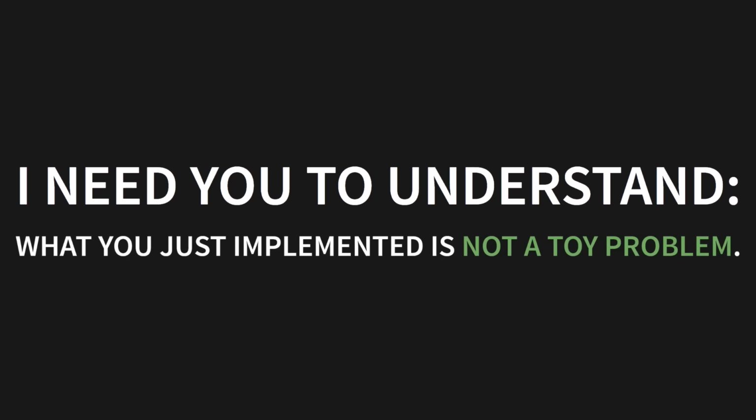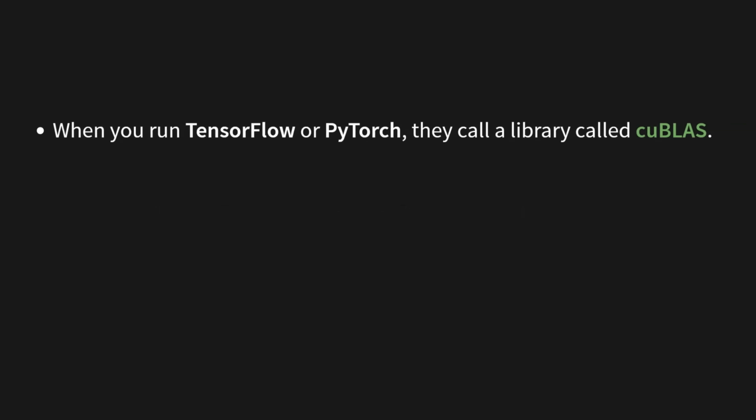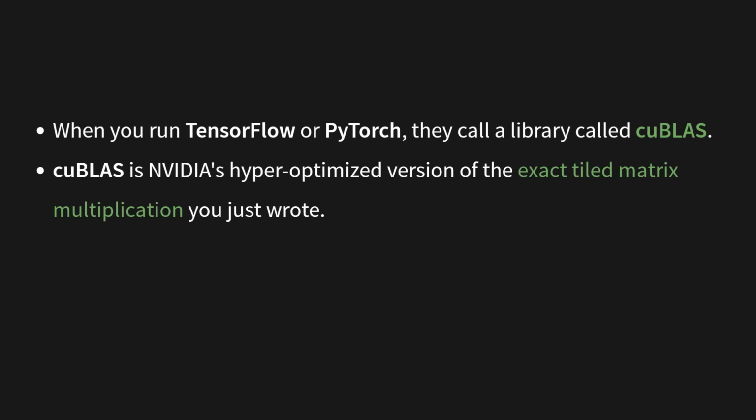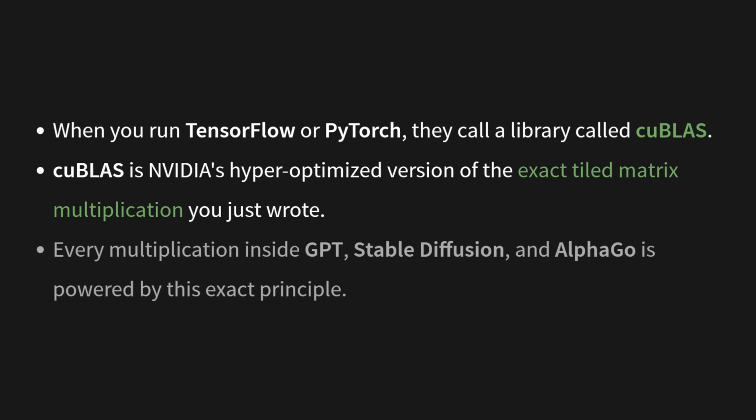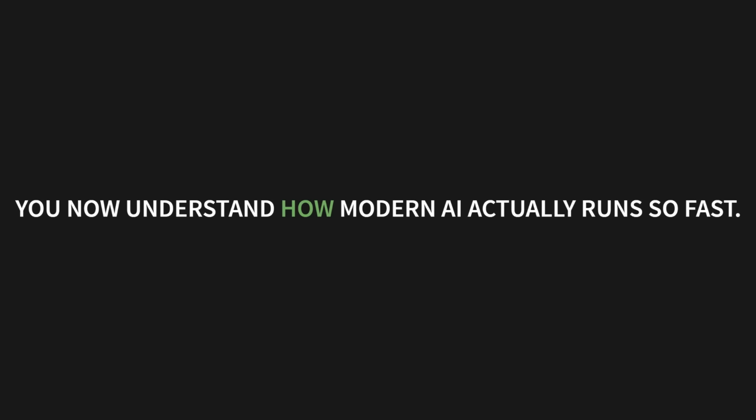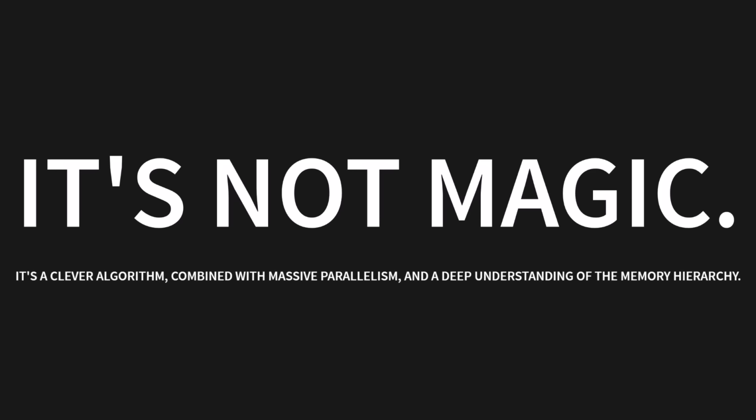I need you to understand, what you just implemented is not a toy problem. This is the beating heart of modern artificial intelligence. When you run TensorFlow or PyTorch, they call a library called cuBLAS, and cuBLAS is NVIDIA's hyper-optimized version of the exact tiled matrix multiplication you just wrote. Every multiplication inside GPT, inside Stable Diffusion, and inside AlphaGo is powered by this exact principle. You now understand how modern AI actually runs so fast. It's not magic. It's a clever algorithm, combined with massive parallelism and a deep understanding of the memory hierarchy.